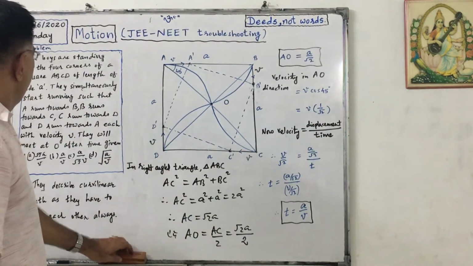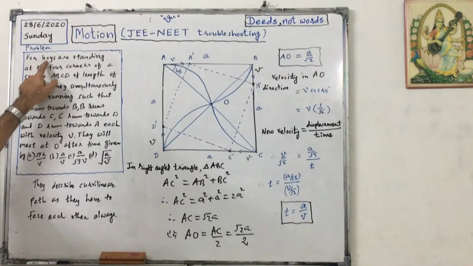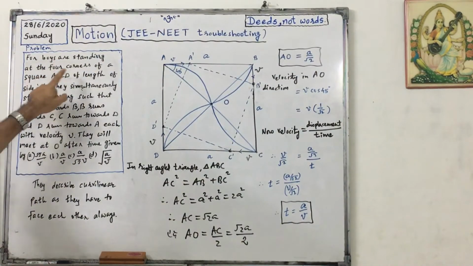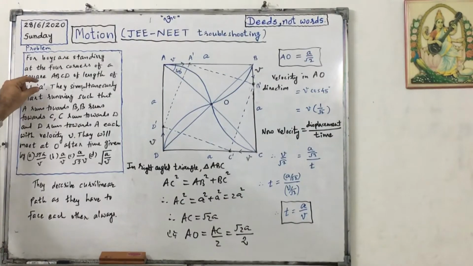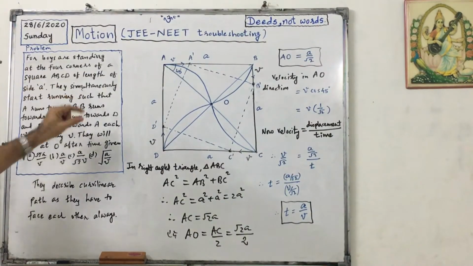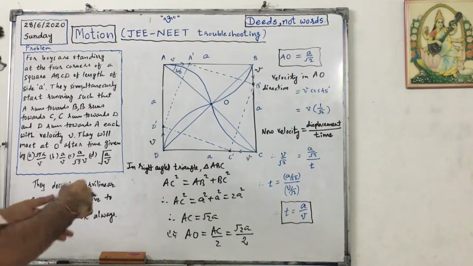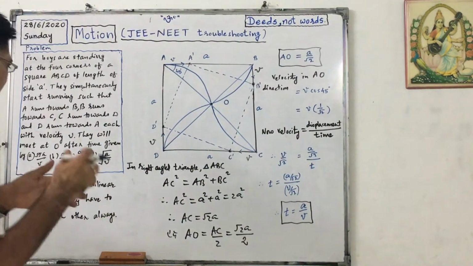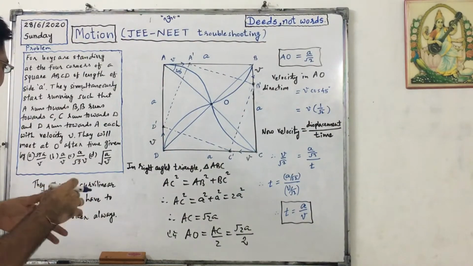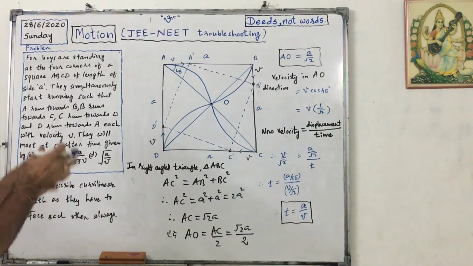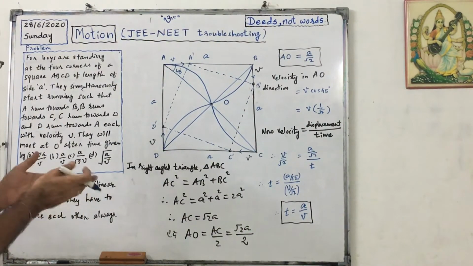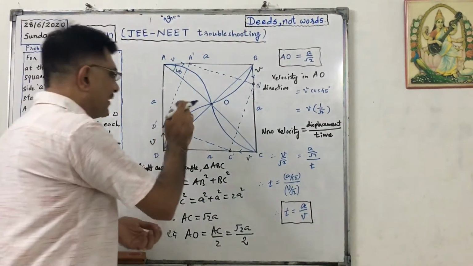So the problem is: four boys are standing at the four corners of a square ABCD of length of side small a. They simultaneously start running such that A runs towards B, B runs towards C, C runs towards D, and D runs towards A, each with velocity small v. They will meet at O after time given. O is the center of the square.